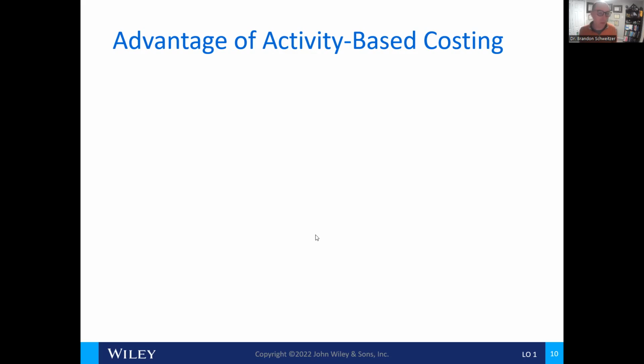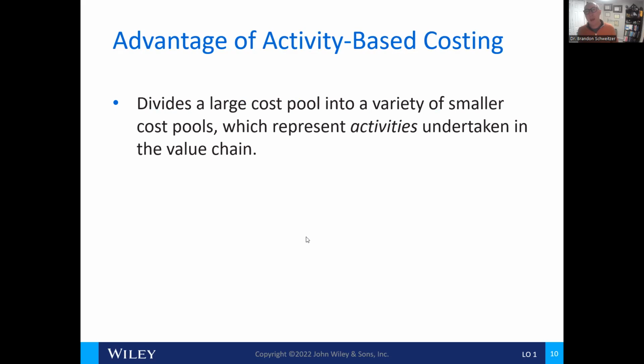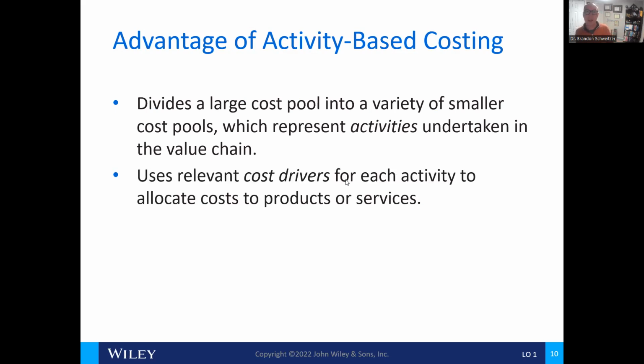So why use activity-based costing? What are the advantages of using it? Well, activity-based costing divides larger cost pools into a variety of smaller cost pools of similar activities that represent activities undertaken within the value chain. It uses more relevant cost drivers for each activity to allocate costs to products or services.